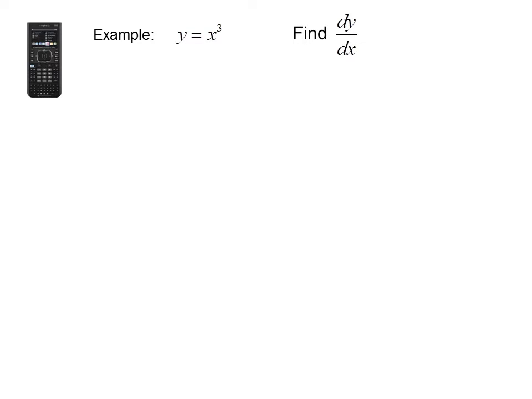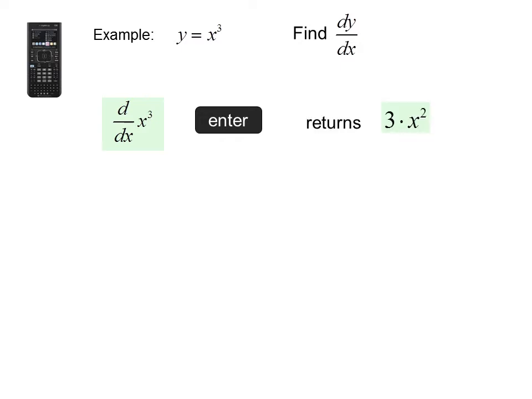Example, y equals x cubed. Find dy dx. We input d dx x cubed and press enter, and the calculator returns 3x squared. In case you've forgotten, the easiest way to find the derivative template is to use the keyboard shortcut Shift-.